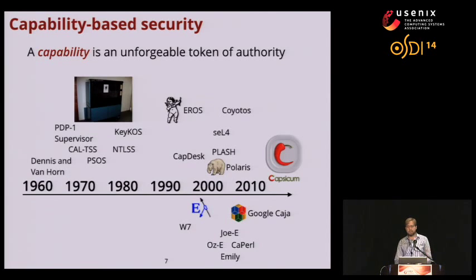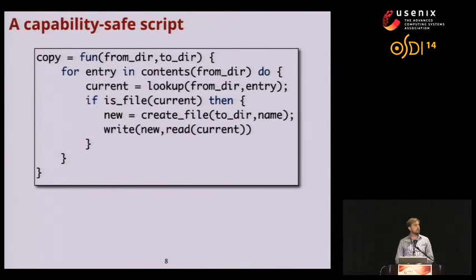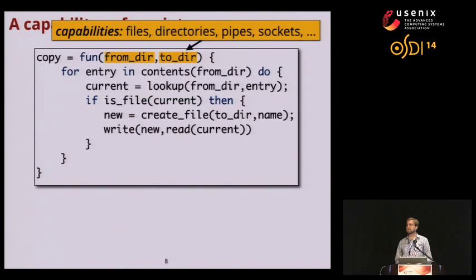But to get an idea of how capabilities are used in SHILL, I want to show you an example SHILL script. So this script copies files from one directory to another. And hopefully, it looks a lot like something you might write in a language like Python, right? It just loops over the contents of a directory, creating new files and copying the contents over. The thing to note here is that instead of manipulating paths, this script manipulates capabilities.